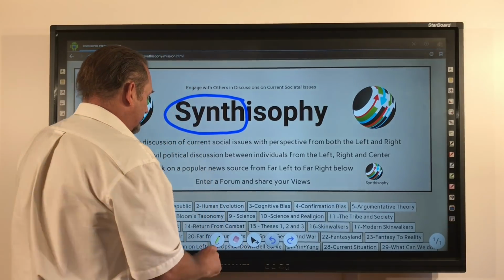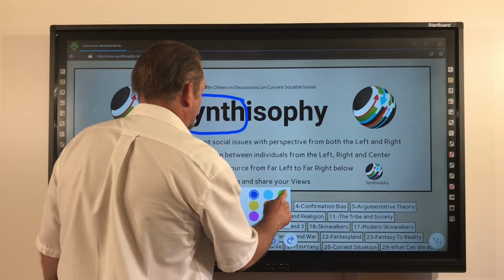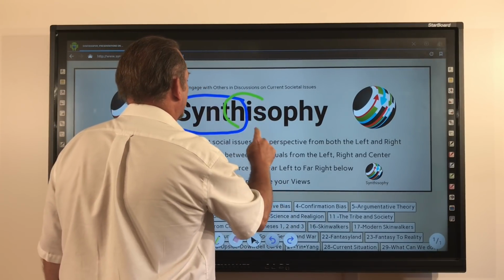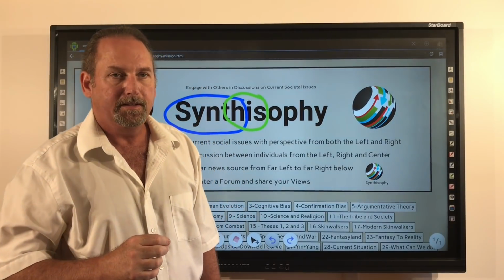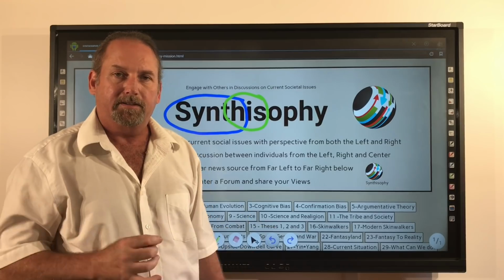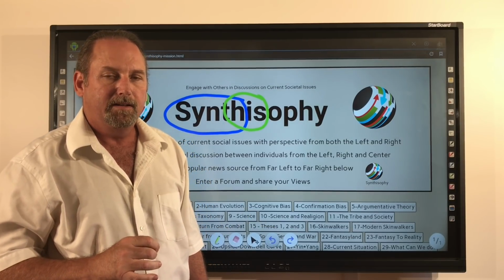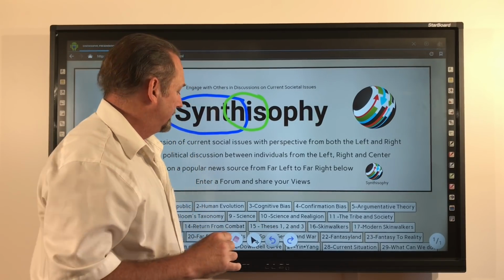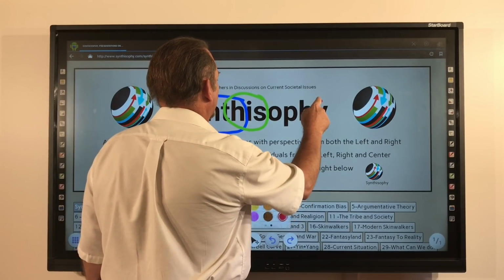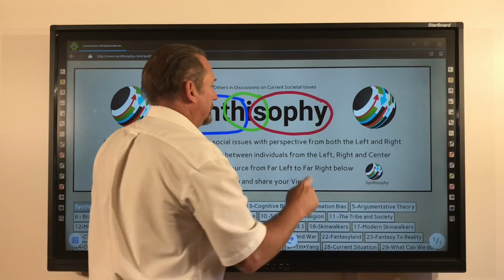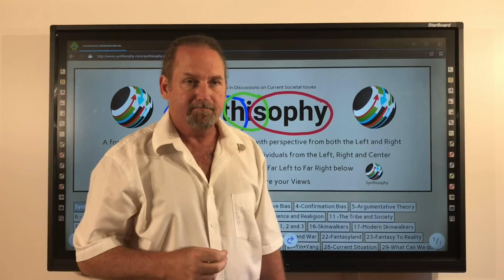The second root is H-I-S. H-I-S stands for history. History is everything that has happened in the past. The third root is Sophy, S-O-P-H-Y. That root is in the word philosophy.